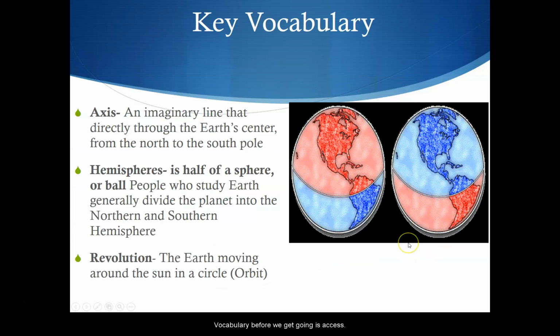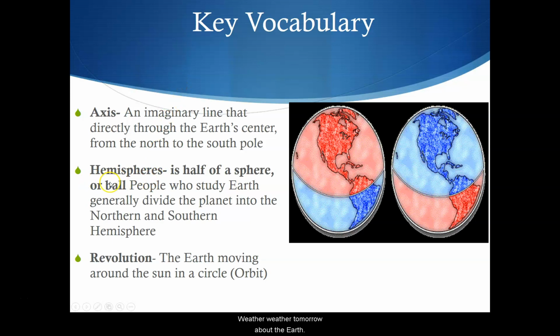Some key vocabulary before we get going is axis. The Earth sits at an angle, and if you've ever seen a globe, you know that the Earth is not straight up and down, but at an angle, a slant. We call that the Earth's axis, and I'm going to talk more about that in the next slides.